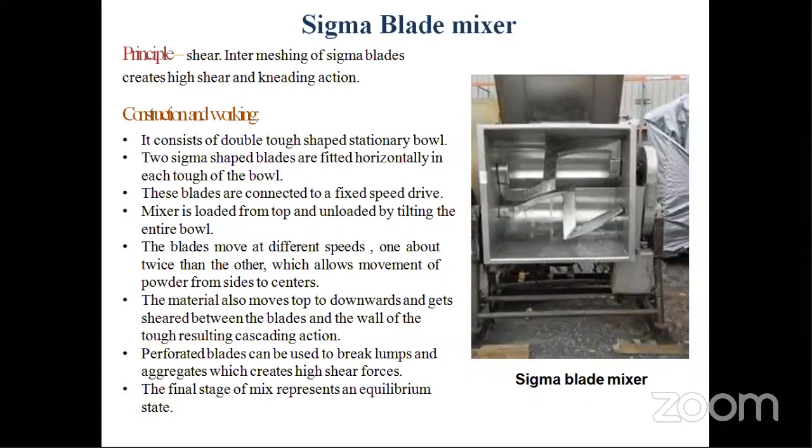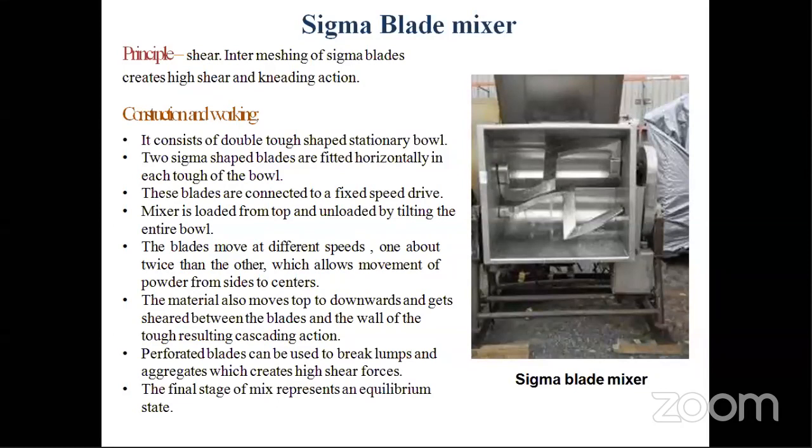When you put the material in the mixer, the blades move at different speeds, one about twice that of the other, which allows the movement of the powders from the sides to the center. Powder attached to the wall of the vessel is cleaned off and comes to the center. The materials also move from top to downwards and get sheared between the blades and the wall, resulting in cascading actions.